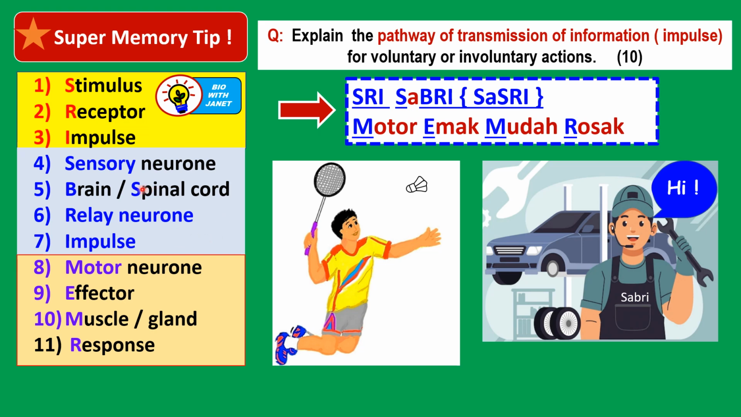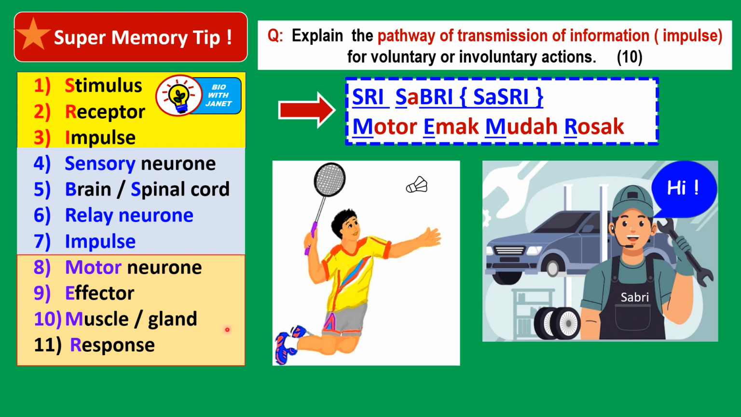And if it's the brain, it will analyze the information and maybe make a decision as to what to do. Okay, so a new impulse is produced and is transmitted from relay neuron to the motor neuron. Okay, so SABRI here stands for sensory neuron, B for brain, and S for spinal cord, R for relay neuron, and I is for the impulse. All right, just keep mentioning the impulse. So relay neuron transmits the impulse to motor neuron.